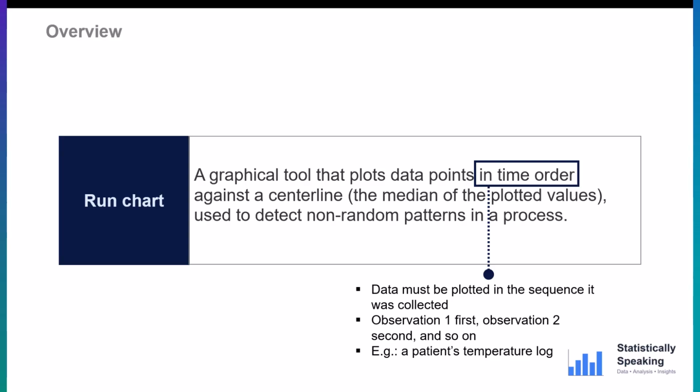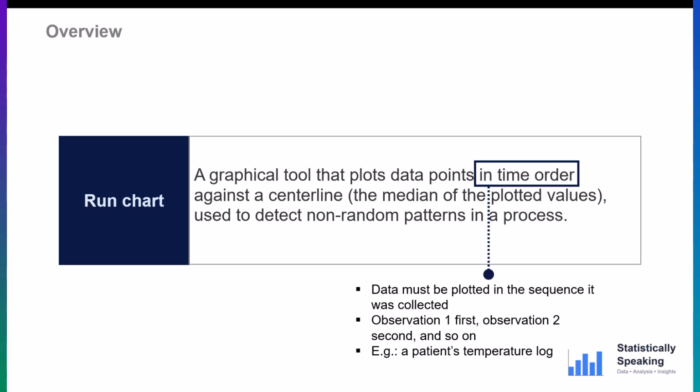If you jumble or shuffle the sequence, you would end up destroying the patterns, the trends, the clusters, the oscillations that the chart is designed to detect. This is what separates a run chart from a simple scatter plot or even a histogram. It preserves this time dimension.